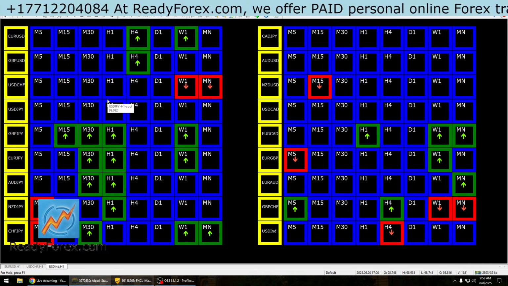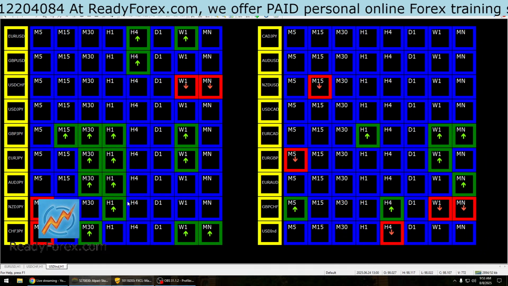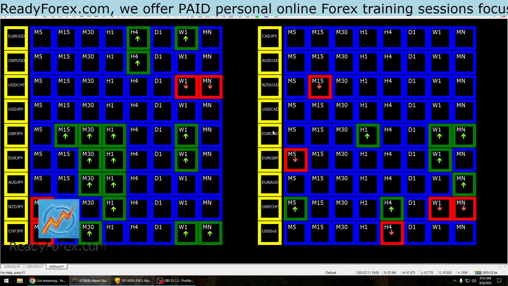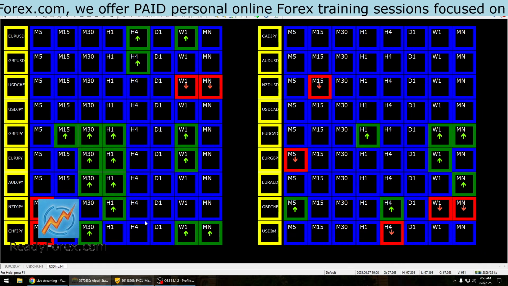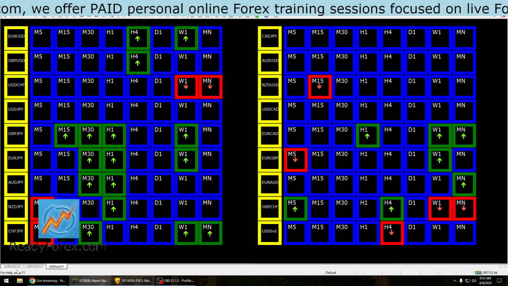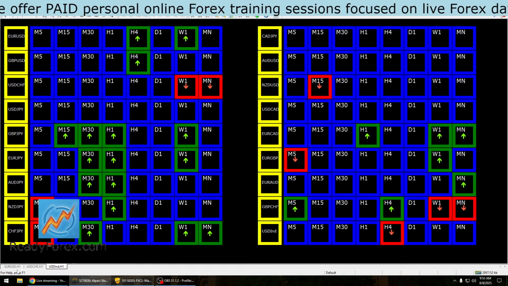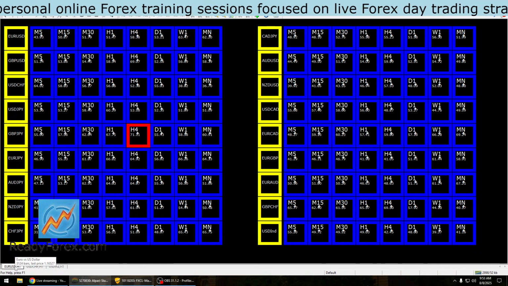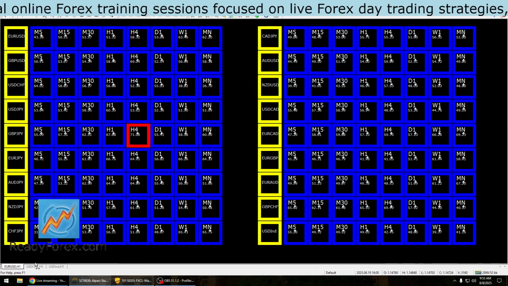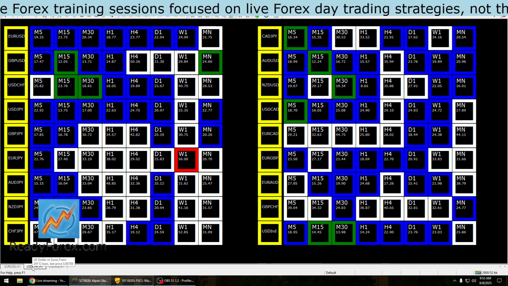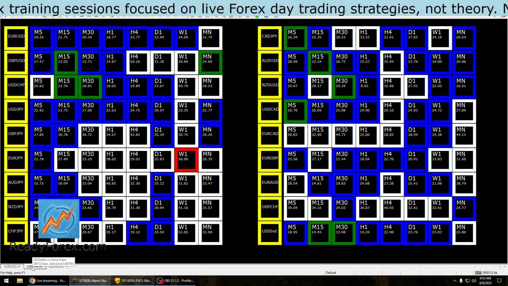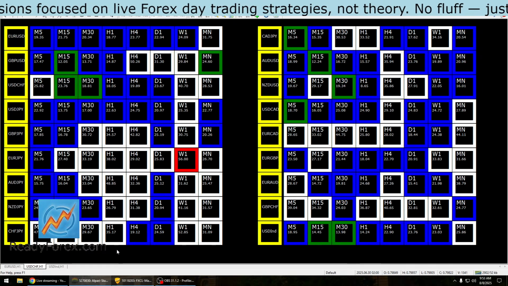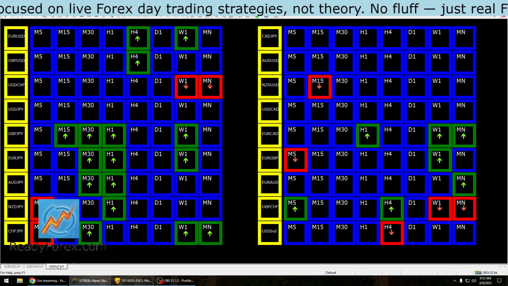I personally do not trade the Euro AUD currency pair. So let's see. Euro AUD is actually... okay. Let's go over to the first screen. Euro AUD, nothing. Second one shows, okay, not much activity going on.